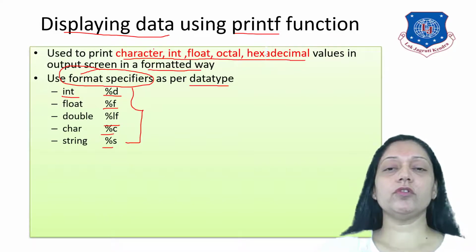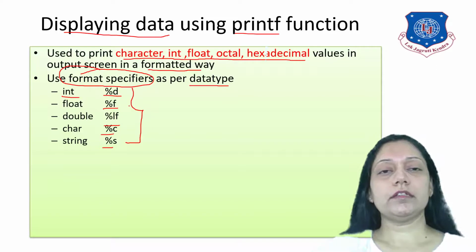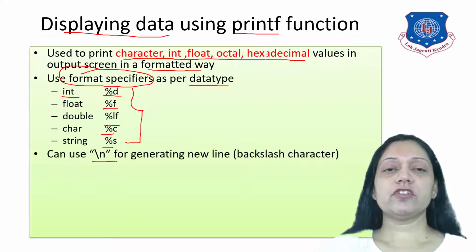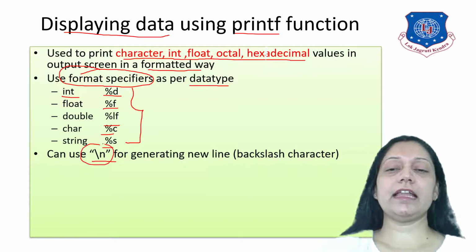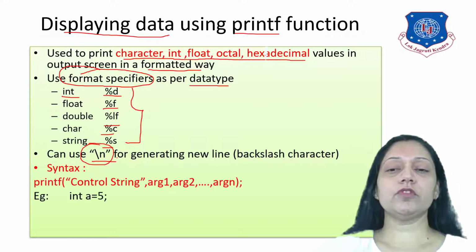Whenever you want to display these values, we compulsorily need to use the printf format specifiers, which tell the compiler what type of value you are going to display on the monitor. Also, a very useful backslash character used in printf is the \n character. This backslash character adds a new line in the printf statement. So after displaying a particular line, if you want to add a new line, use \n in your printf statement. So let's see how to use printf statements.